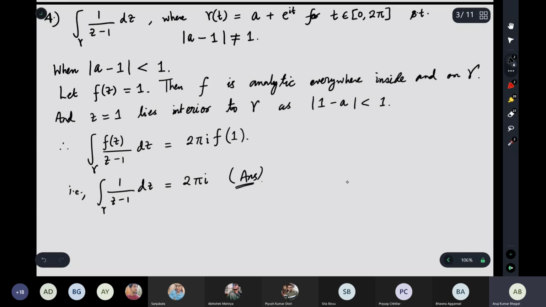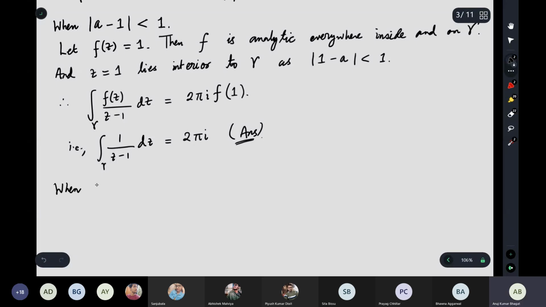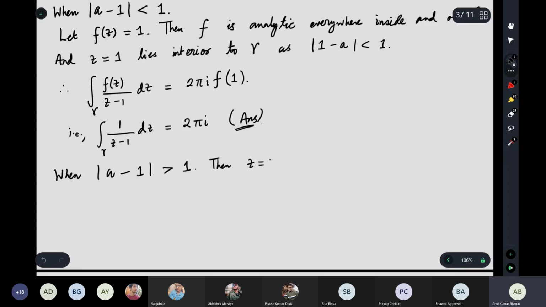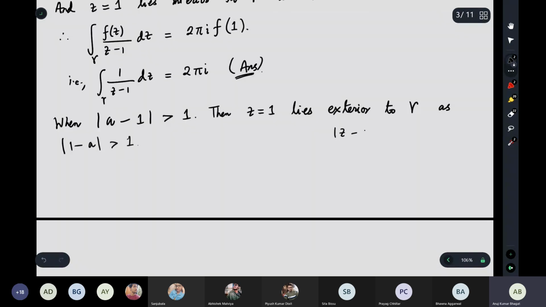So this is for the first case. And for the second case, case 2, when the modulus of a minus 1 is more than 1, then no need to take any function. Then z equals 1 lies exterior to gamma, as |1 minus a| is more than 1. Again, remember the same thing: this is my circle, and I want to check whether the point z equals 1 lies inside or outside of this circle. So determine this modulus value. If this is more than 1, it lies outside. If it is less than 1, then it lies inside. According to the given condition, this is the same as |a minus 1|, which is more than 1. So the point z equals 1 lies exterior to this circle.